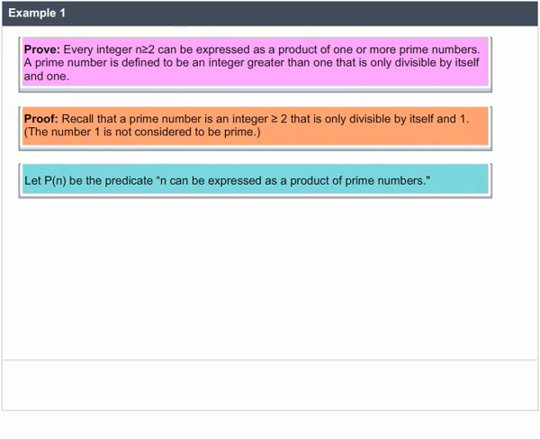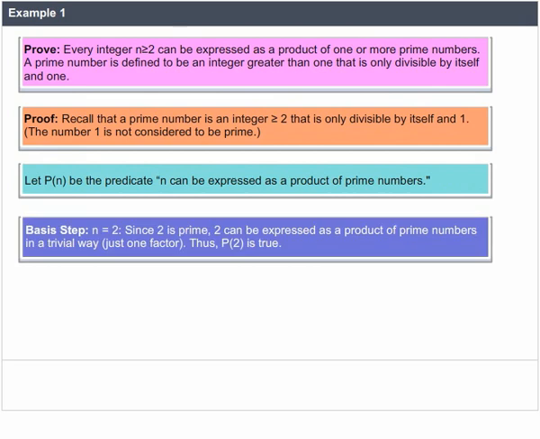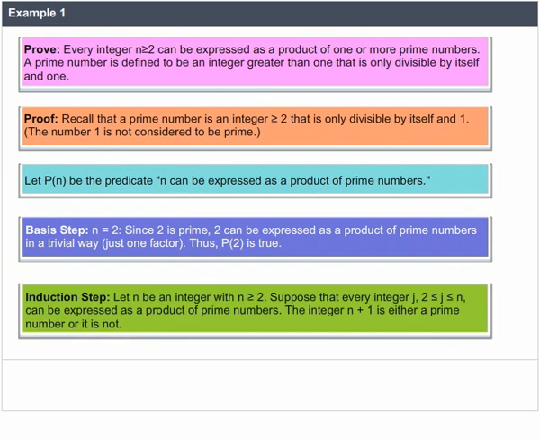Let P of n be the predicate: n can be expressed as a product of prime numbers. Basis step: n equal to 2. Since 2 is prime, 2 can be expressed as a product of prime numbers in a trivial way, just one factor. Thus P of 2 is true. Induction step: let n be an integer with n greater than or equal to 2. Suppose that every integer j, 2 less than or equal to j less than or equal to n, can be expressed as a product of prime numbers. The integer n plus 1 is either a prime number or it is not.